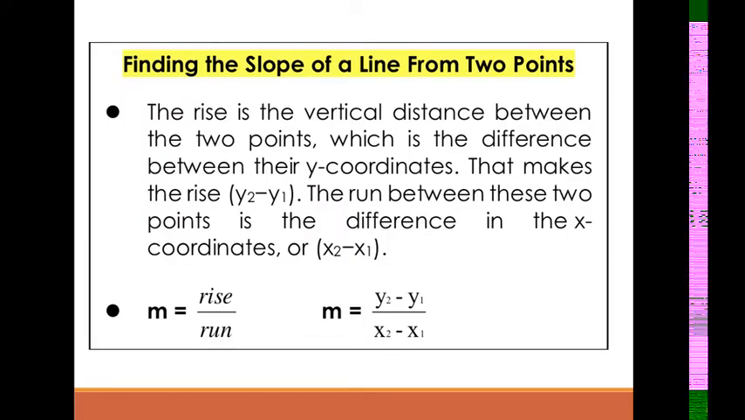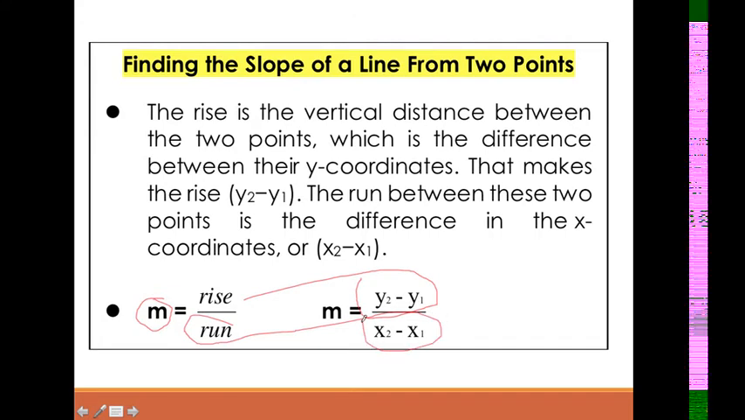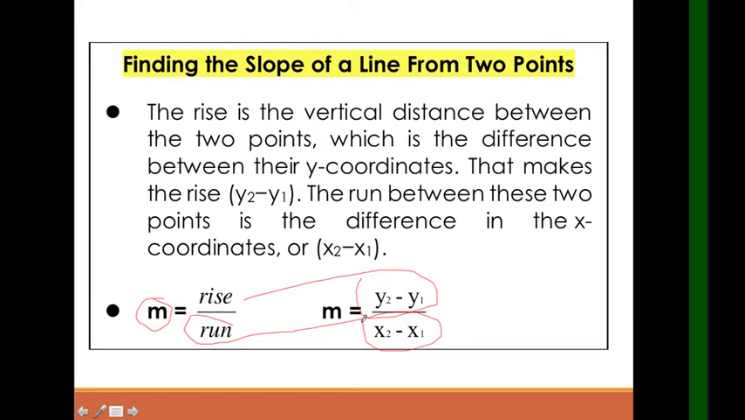Finding the slope of a line from 2 points. The rise is the vertical distance between the two points, which is the difference between their y coordinates. That makes the rise y sub 2 minus y sub 1. The run between these 2 points is the difference in the x coordinates, or x sub 2 minus x sub 1. So, the slope of the line is represented by letter m, and it has a formula rise over run. The rise is the same as y sub 2 minus y sub 1, and the run is equal to x sub 2 minus x sub 1. Dividing this rise and run gives the resulting slope of a line.